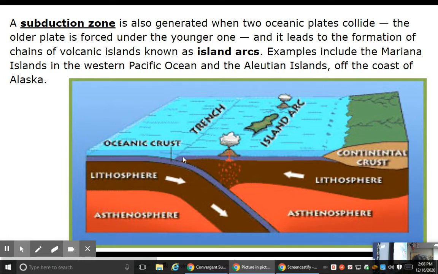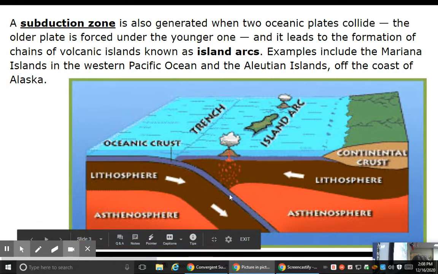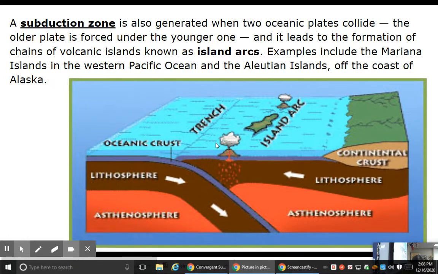This is forming deep depressions called trenches in the ocean. And when that older crust sinks or subducts underneath the younger one, it melts inside the asthenosphere. Magma is pushed up, forming volcanic island arcs in the ocean. Some examples include the Mariana Islands in the western Pacific Ocean and the Aleutian Islands off the coast of Alaska.